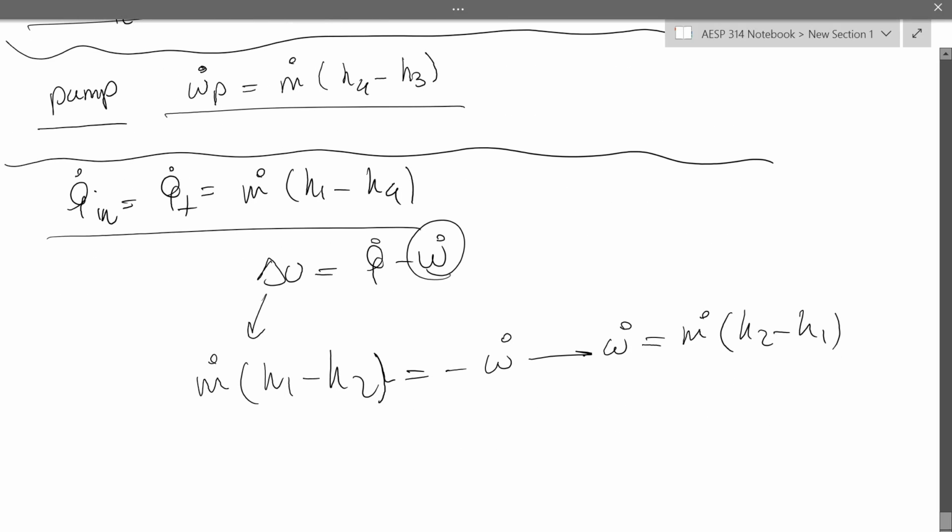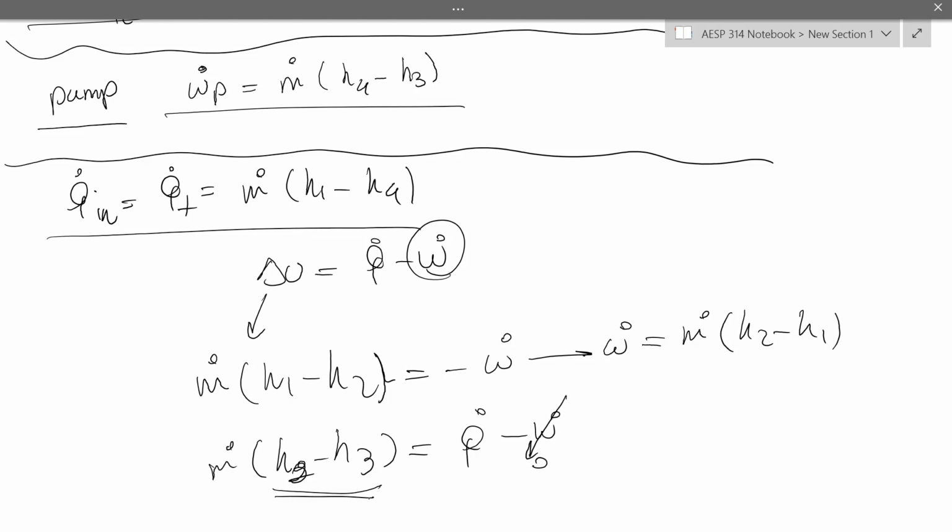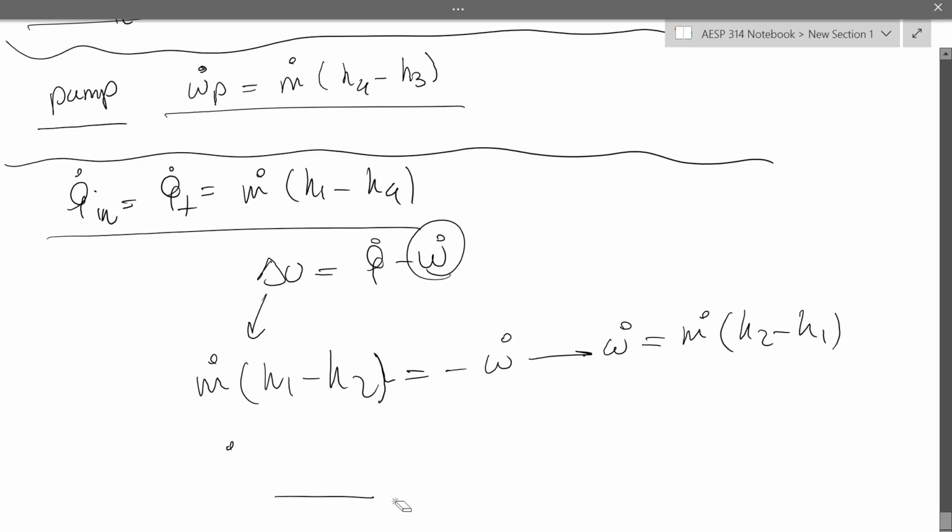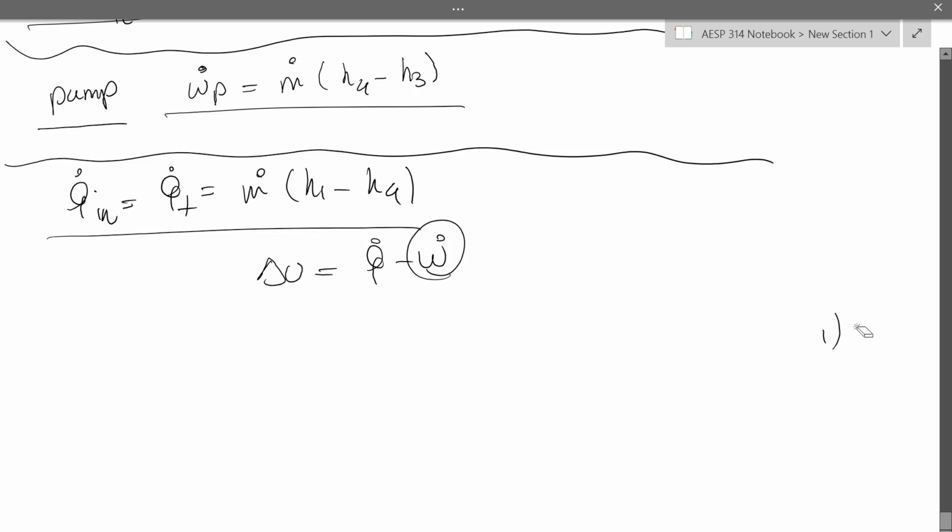But for the next one, if you want to remain consistent, you have to do H2 minus H3, right? Equals Q dot minus W dot. This time W dot is 0. So this doesn't really change its direction, right? Does it make sense now? Yes. Are you sure? You don't look convinced. I'm more convinced. That's a step in the right direction. That's good. Okay.